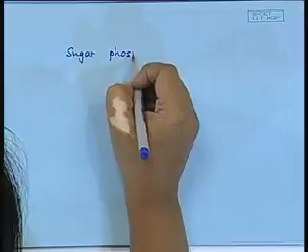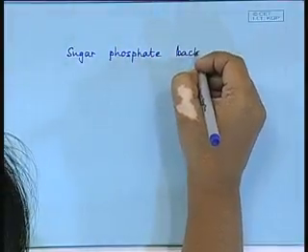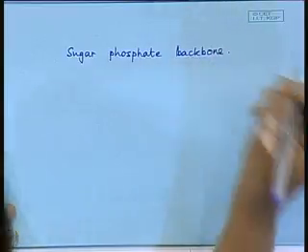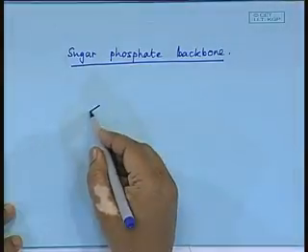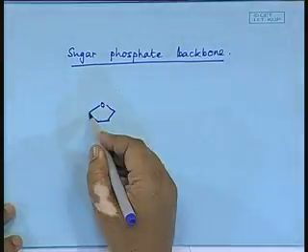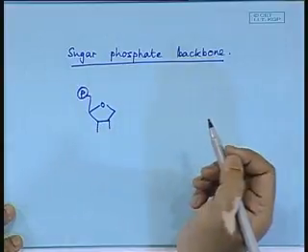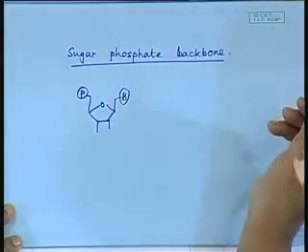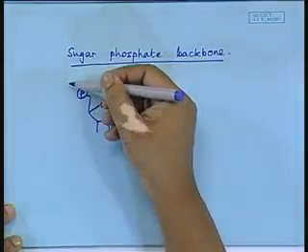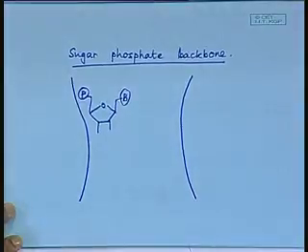Sugar phosphate backbone. What is that? What does this sugar phosphate backbone mean? It means you have this and you have your P, right, and you have your base attached here. Again, what you are going to have is one strand here and another strand here. We are going to look at how this happens later on.